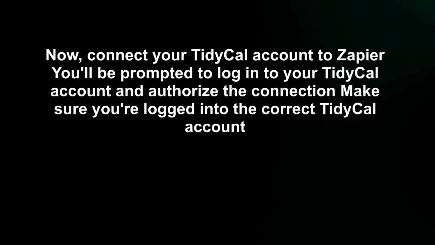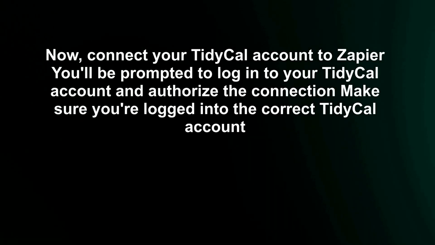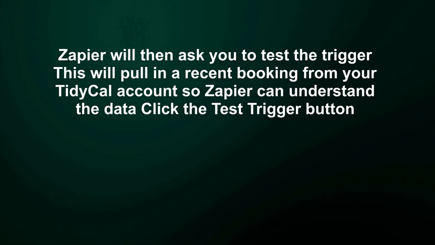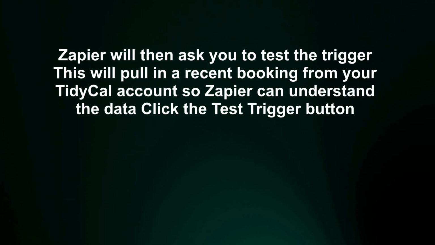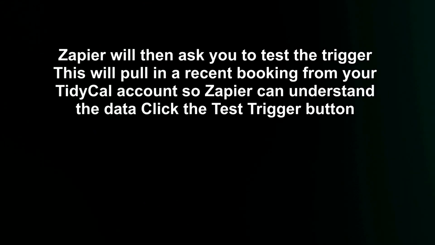Now, connect your TidyCal account to Zapier. You'll be prompted to log into your TidyCal account and authorize the connection. Make sure you're logged into the correct TidyCal account. Zapier will then ask you to test the trigger. This will pull in a recent booking from your TidyCal account so Zapier can understand the data. Click the Test Trigger button.